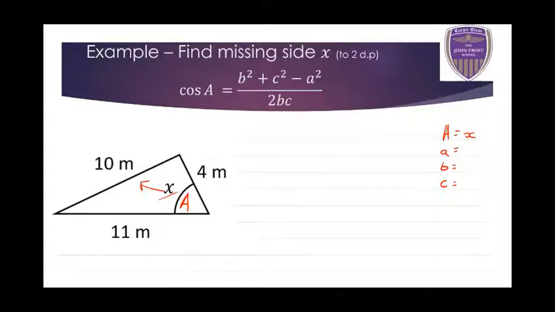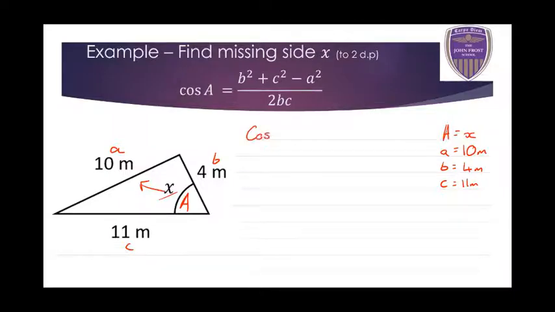Side A is opposite angle A. So that's going to be 10. And then side B, I go around clockwise. So I'm going to have B is 4 meters. And then C will be 11 meters. Okay, but it doesn't matter which one B or C is. You have to make sure you get side A right. Okay. So here we go again. We're going to use the formula.